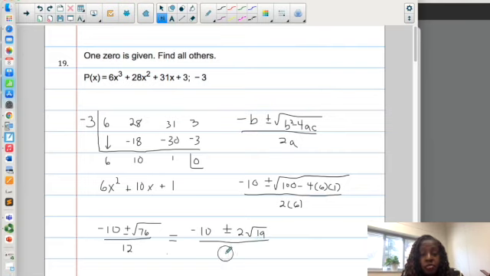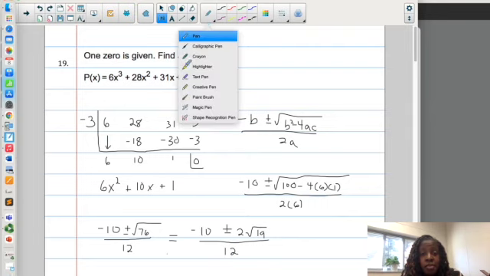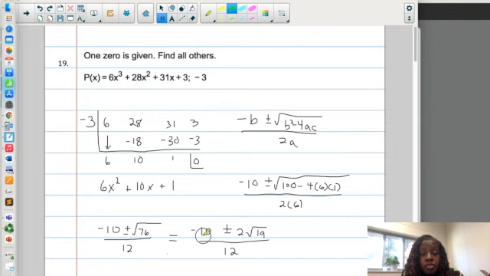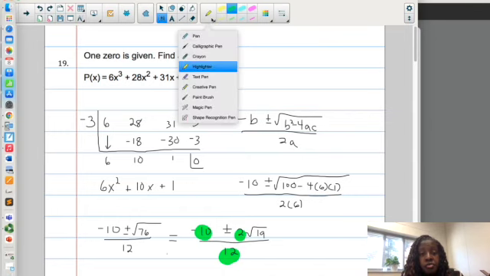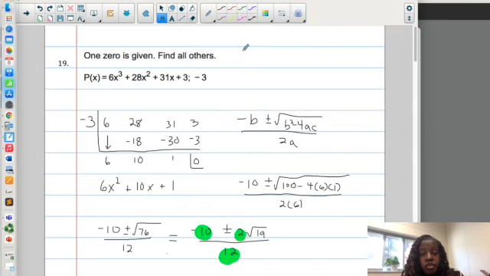Divided by 12. Now, all these outside numbers are even, so that means that they are divisible by 2. So divide the -10, the 2, and the 12 by 2, and we have our other zeros. And what are those other zeros written in these braces? It's going to be -5 plus or minus the square root of 19, over 6.